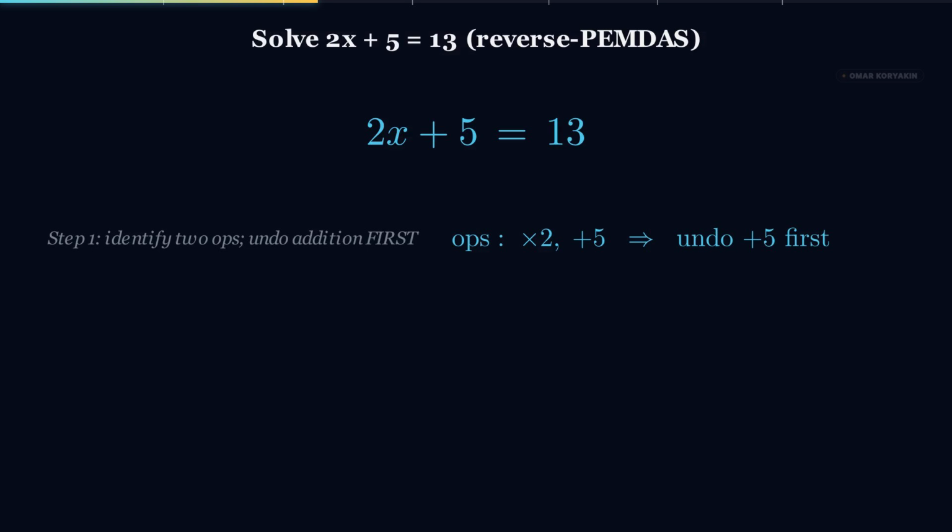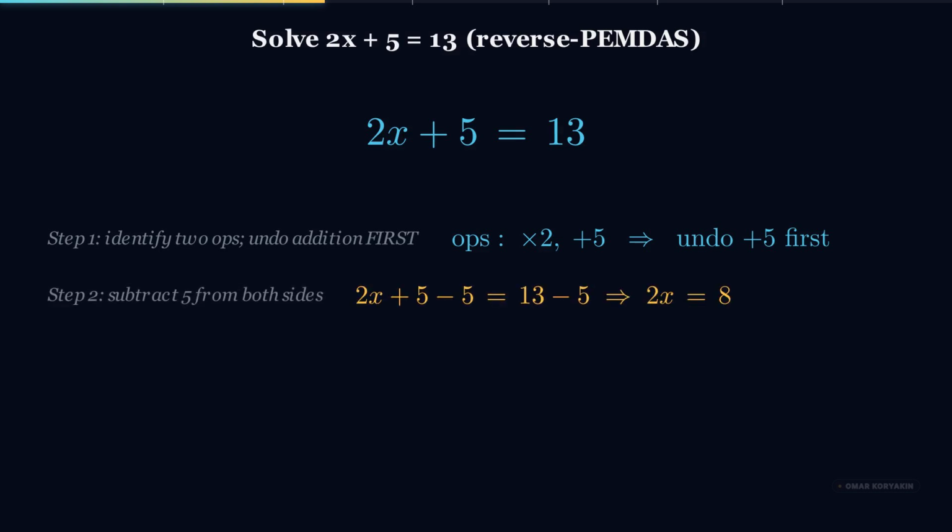The inverses are subtraction and division respectively, and the order is subtraction first because addition was the outer layer. Step 2. Subtract 5 from both sides of the equation. The left side becomes 2x plus 5 minus 5, which simplifies to 2x because plus 5 and minus 5 cancel. The right side becomes 13 minus 5, which equals 8. The equation has now been reduced to 2x equals 8, the one-step form.